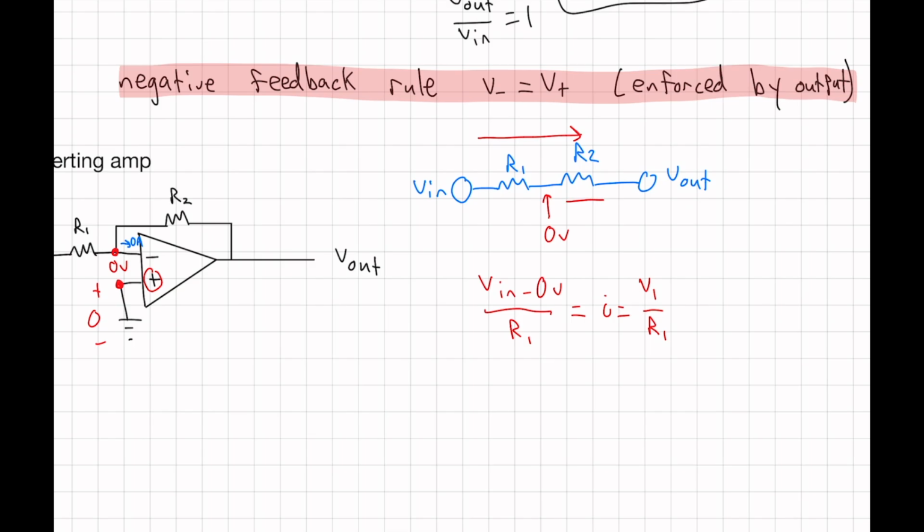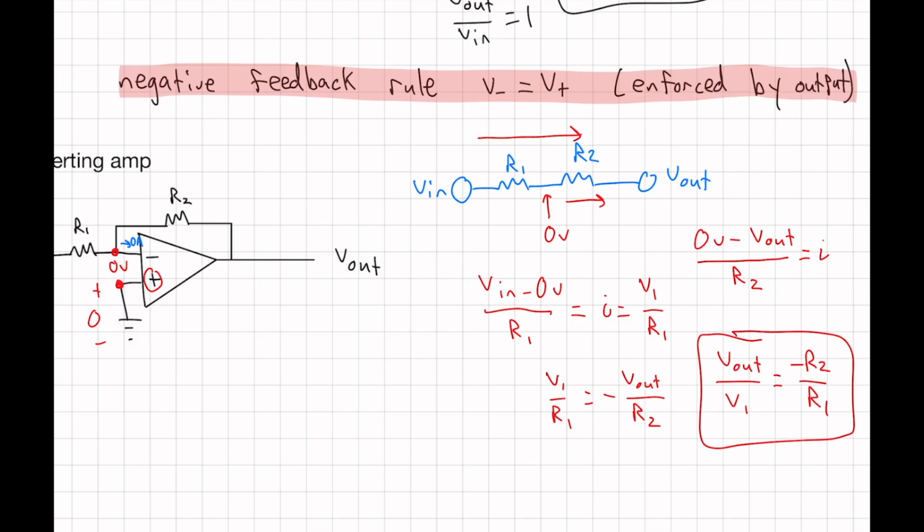That same current is going to be flowing through here because they're series resistors. So we have 0 volts minus V out over R2 is also equal to I. So we have two equations that are equal to I. We have V in over R1 is equal to negative V out over R2. Now if we rearrange to get V out over V in, we get negative R2 over R1.